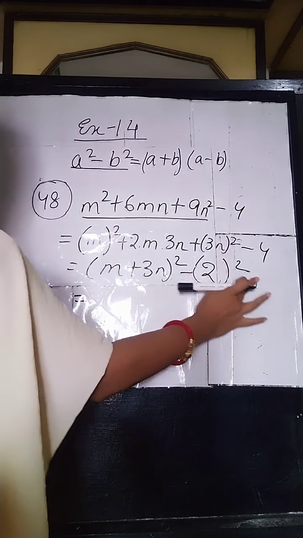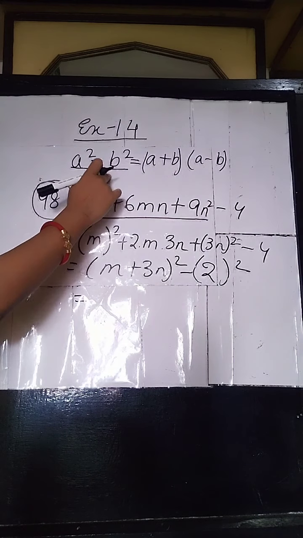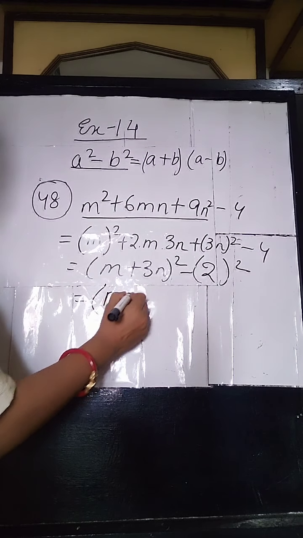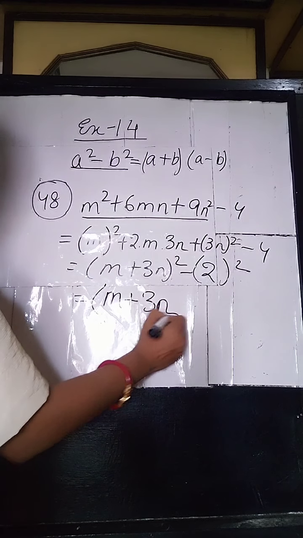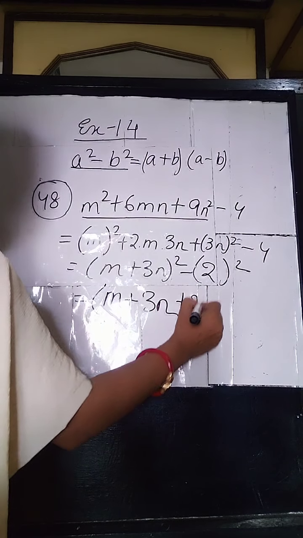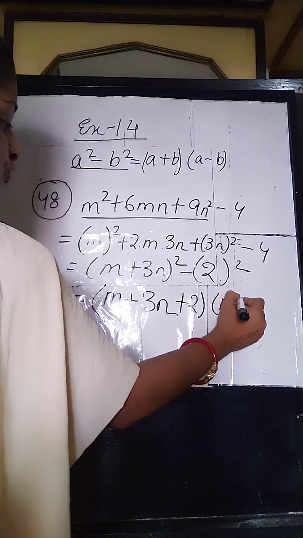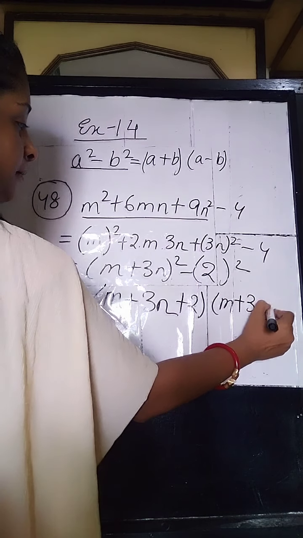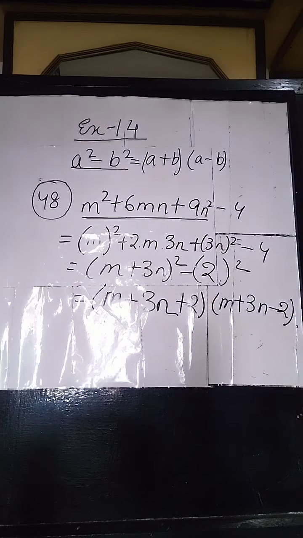Now can you relate this with a square minus b square? So we will write a plus b into a minus b. Here in this sum it is m plus 3n plus 2 into m plus 3n minus 2. I hope you can understand. Now very quickly we will do the next sum also.